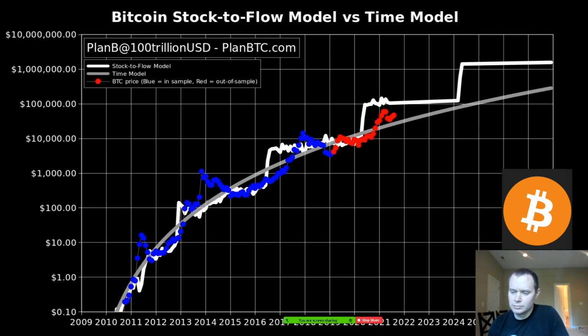I know the appeal of this logarithmic model is it's this nice curve that's not going to infinity, so it feels a lot more realistic, and it's more conservative, so that's also very comforting. But there's actually 5 reasons that I ditched that time model, that logarithmic model, for the stock to flow. And the first reason is that it doesn't tell you why and especially when the price rises are.